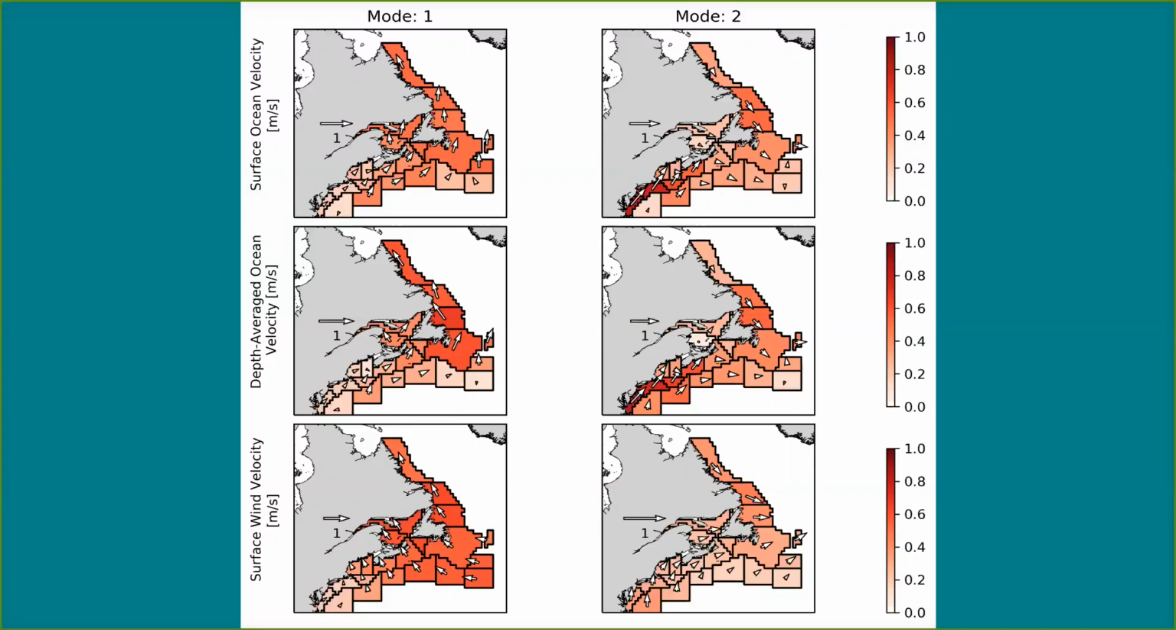The second PC time series on the right, which again we noted was well correlated with the North Atlantic Oscillation Index, is also well correlated with an enhanced Gulf Stream and Labrador current. This is again true for both depth averaged and surface ocean velocity anomalies. The second PC time series is also well correlated with an enhanced surface wind westerly.